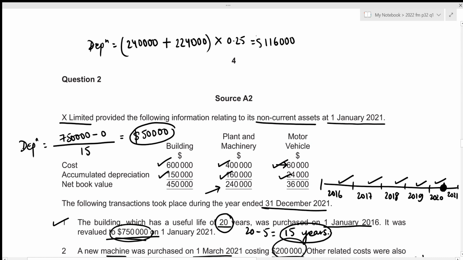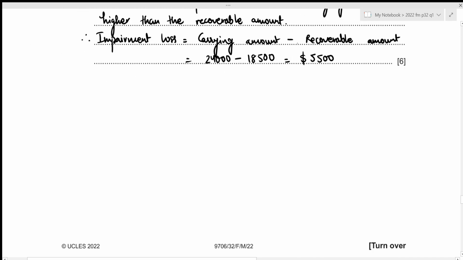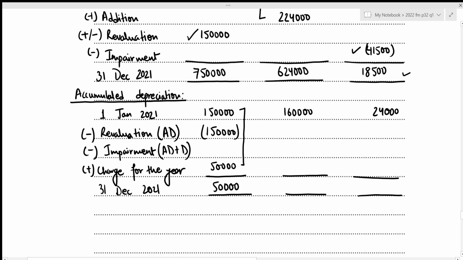Let's write this down in our schedule of non-current assets. So that will be 116,000, which means that the total accumulated depreciation at our ending date would be the sum of 160,000 and 116,000, which results in 276,000.